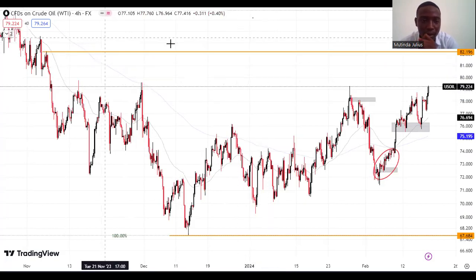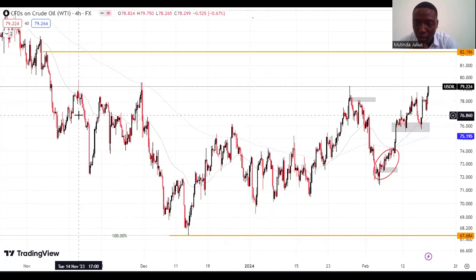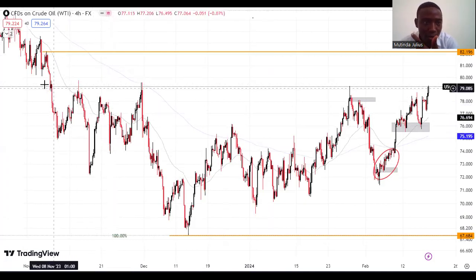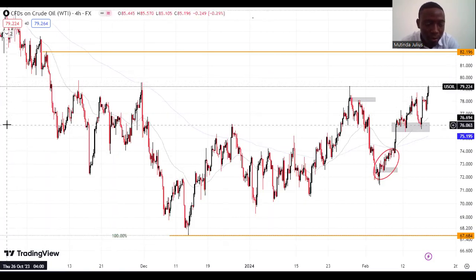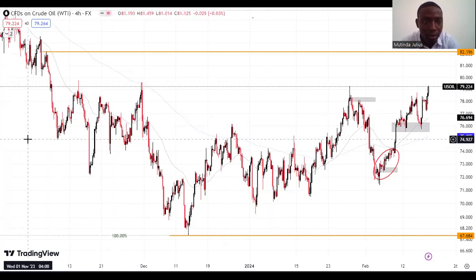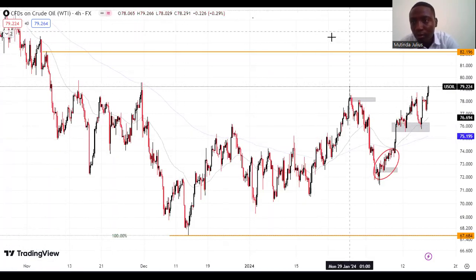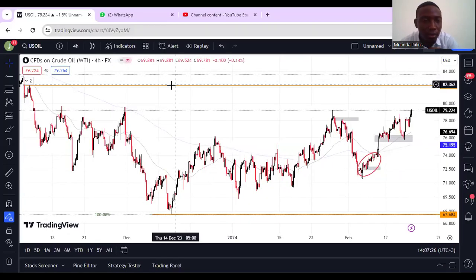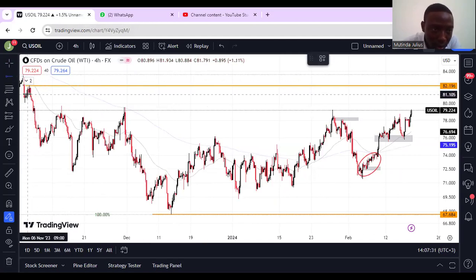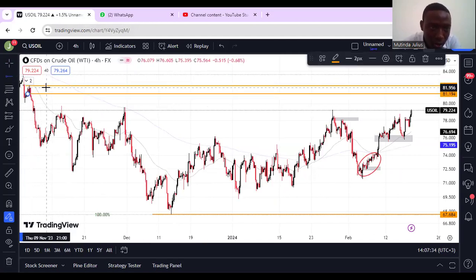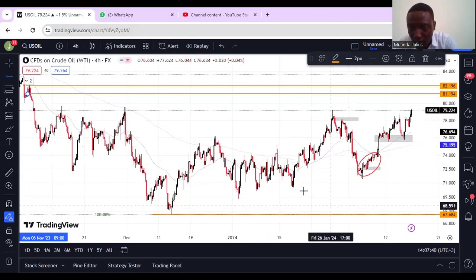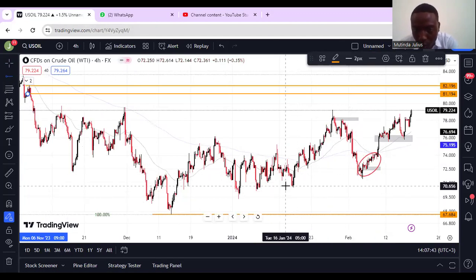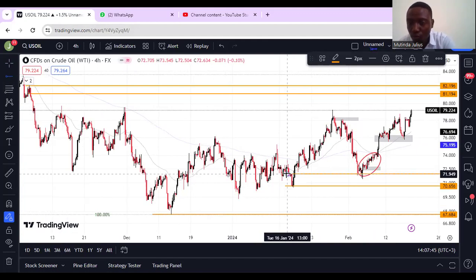I want us to identify the first block that we are supposed to pay attention to. So we have this block right here. The last candle there, the high at the bottom, or the low of that candle. We also have another candle right here, which was the result of the down move that we have.